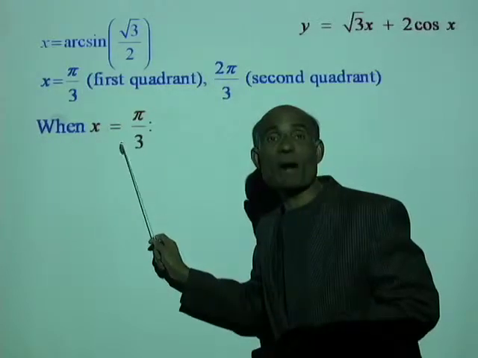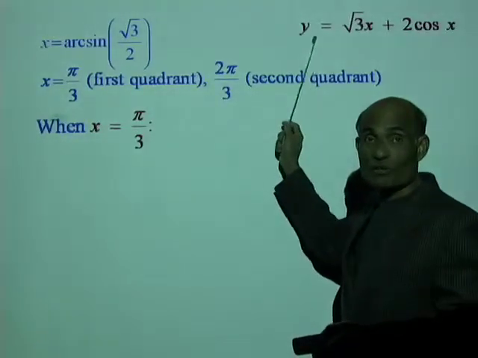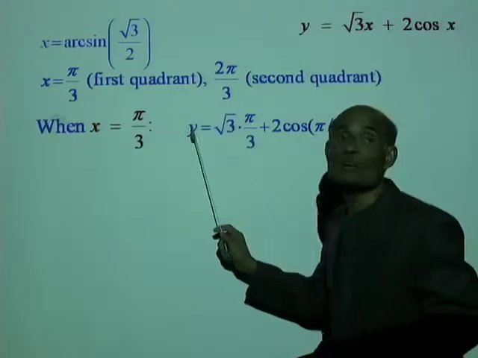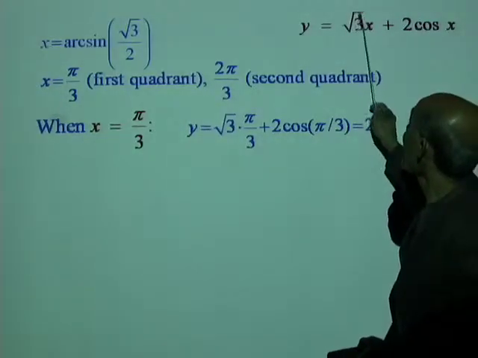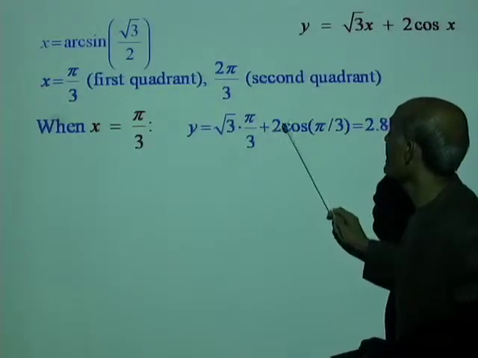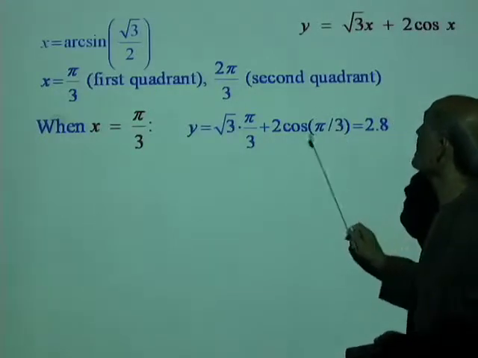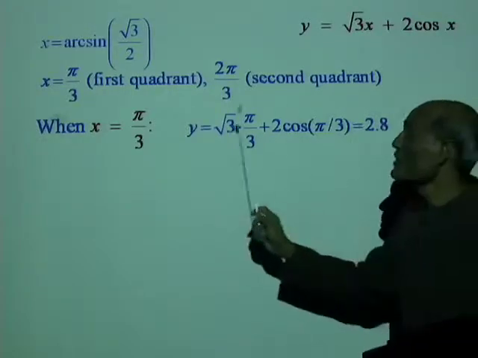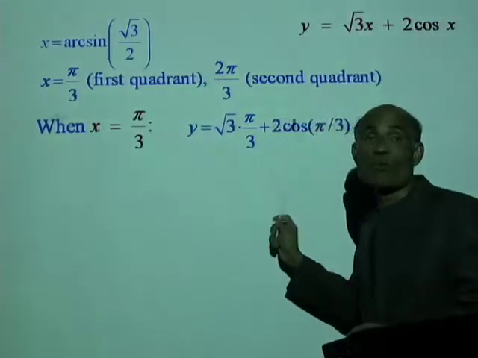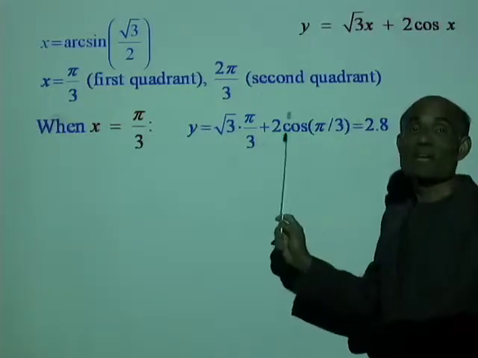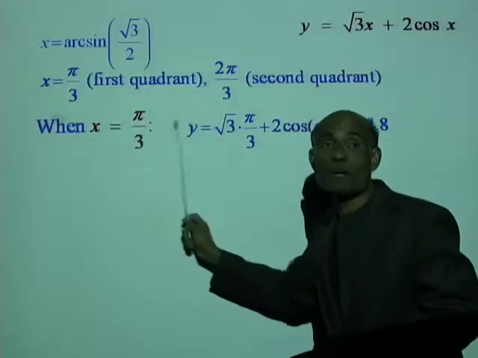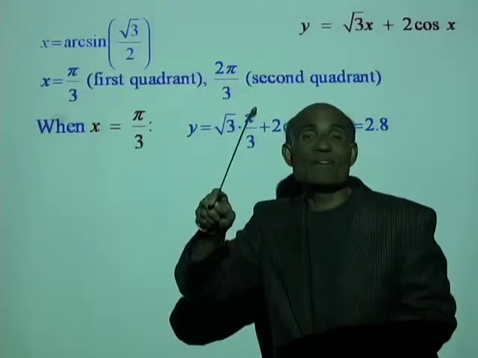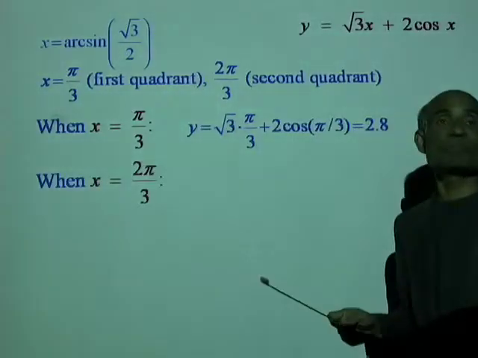When x equals pi by 3, this is your position function of the moving particle. So when x equals pi by 3, what is y? y equals square root 3 times pi by 3 plus 2 cos pi by 3. And if you put this in your calculator, you will get 2.8. So when x equals pi by 3, y equals 2.8. That means at this point, at x equals pi by 3, y equals 2.8, you will have a horizontal tangent line. At that point, the derivative is 0.